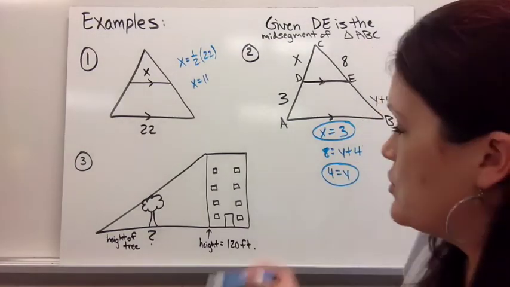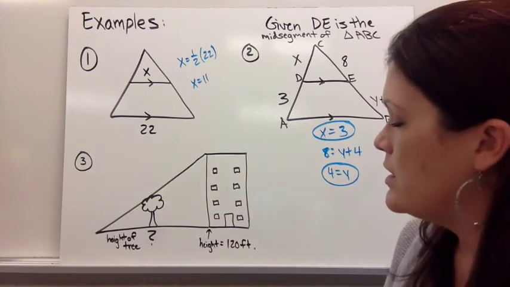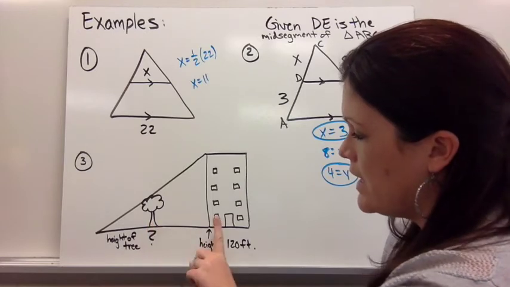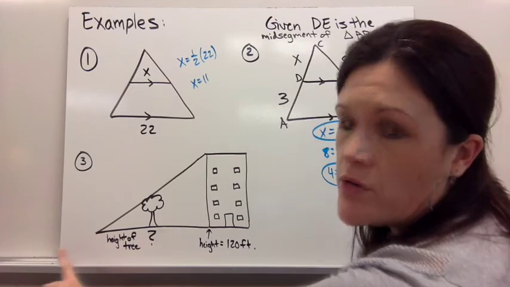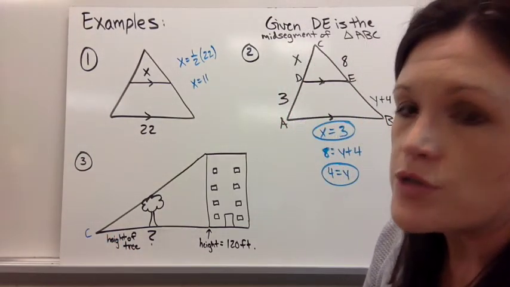If they give you sort of a picture of a building, you might have a person or a tree standing out here, and they tell you the building is 120 feet, and the tree is exactly halfway the distance between the building and like this point over here. They might label that like angle C. What's the height of the tree?